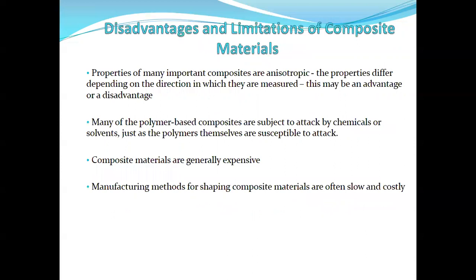Then disadvantages and limitations of composite material: the properties of many important composites and their products depend on the direction in which they are measured. This may be an advantage or disadvantage. Many of the polymer based composites are subject to attack by chemicals or solvents, just as the polymers themselves are susceptible to attack. The composite materials are generally expensive. Manufacturing methods for shaping composite materials are often slow and costly.